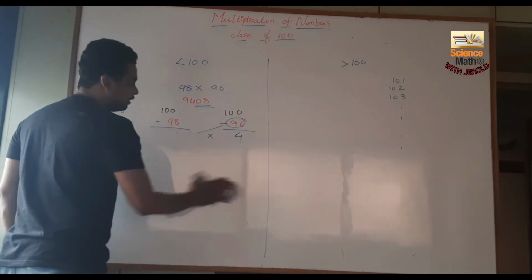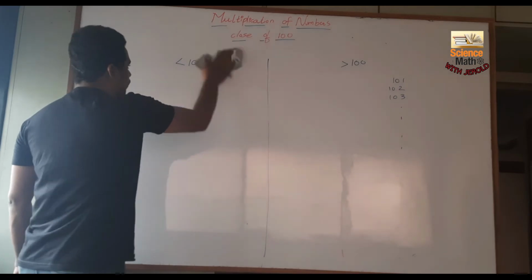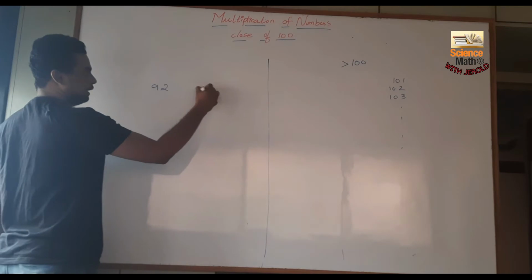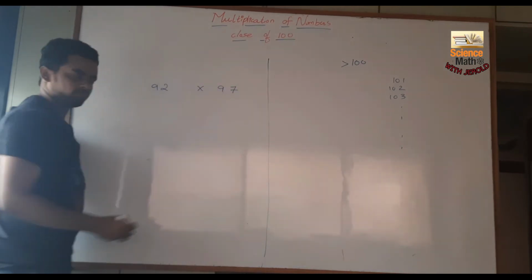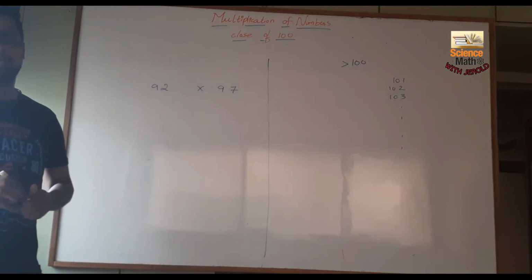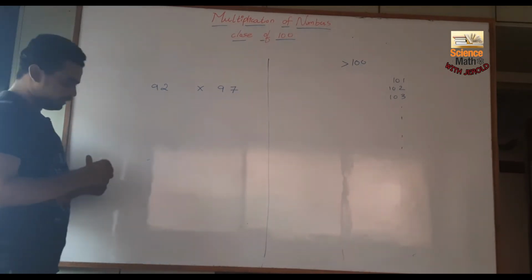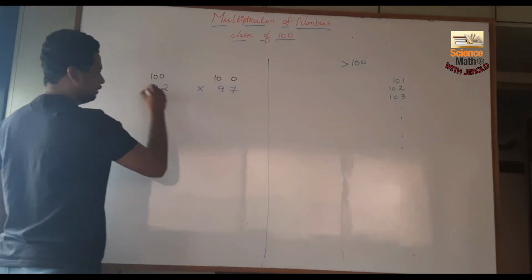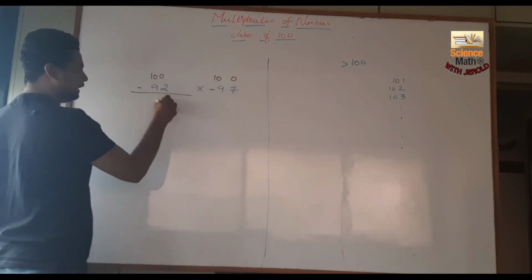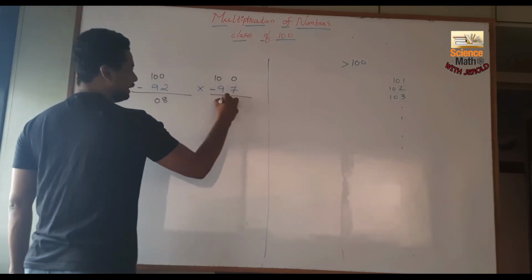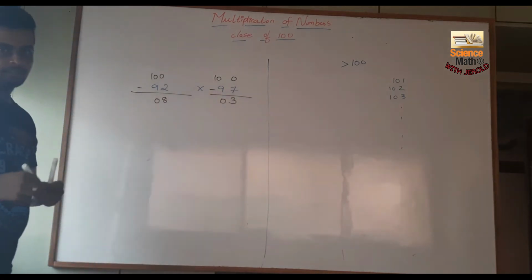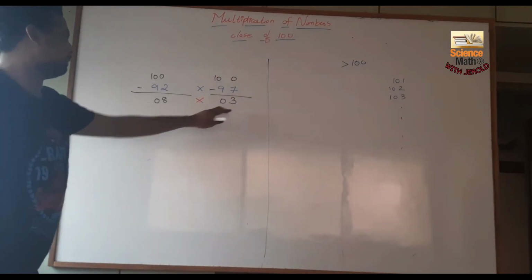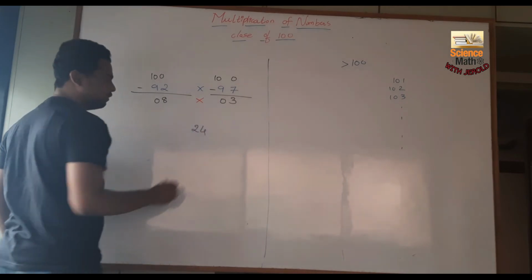Let us see some other numbers. We will say 92 multiplied by 97. First thing that I do is I take the number 100 over here. So 100 and 100. Subtracting both the numbers, I will get 08 over here, and here I will get 03. The next thing that we do is multiply these two numbers. So 8 multiplied by 3 will give me 24.